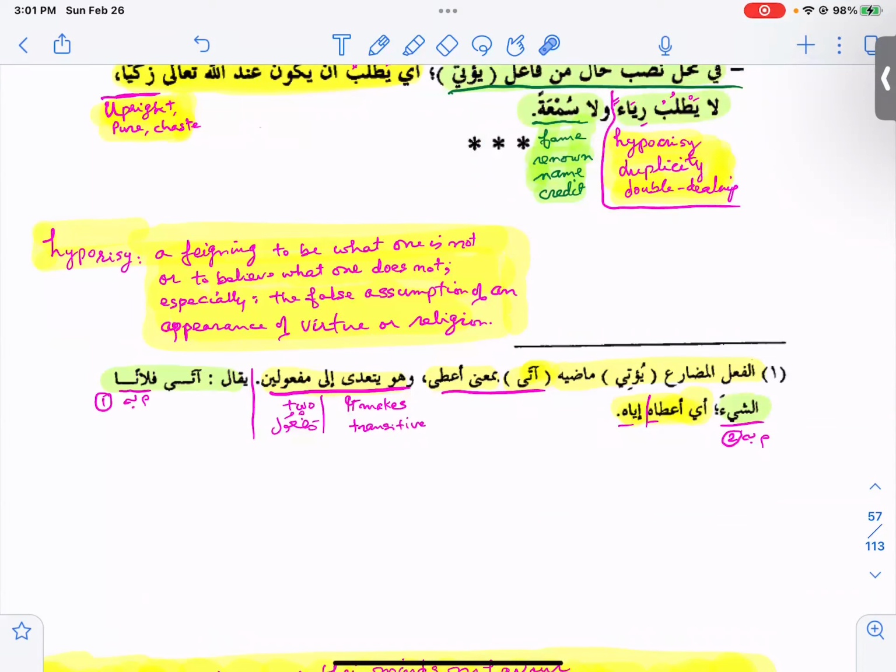See now, yu'ti. Fi'lun mudari'un yu'ti madiyan. Ata madi, bima'na ata. Same meaning, ata. Huwa yata'addi ila maf'ulayn. Yes, it represents two maf'ul. Yata'addi. Yuqalu ata fulanan shay'an, ay atahu iyyahu. See here, yuqalu, it is said, ata fulanan, he gave something. Maf'ulun bihi number one. Shay'an, maf'ulun bihi number two. That is to say, atahu iyyahu.